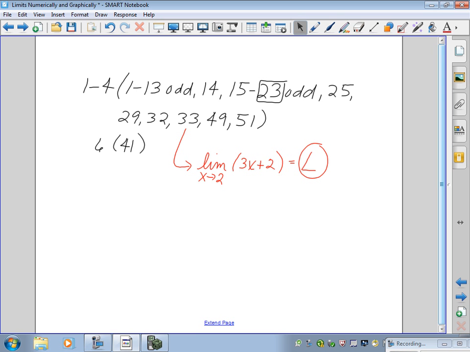Okay. Many of these will go very quickly. Just look at a picture and say the limit.